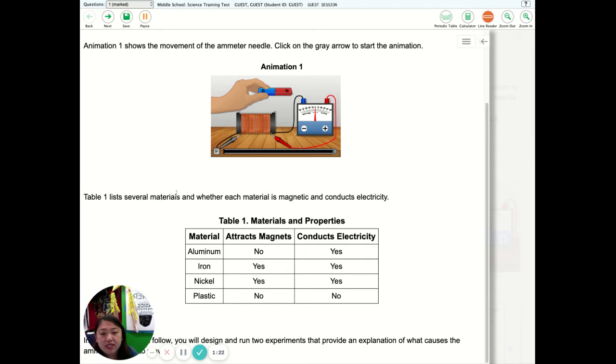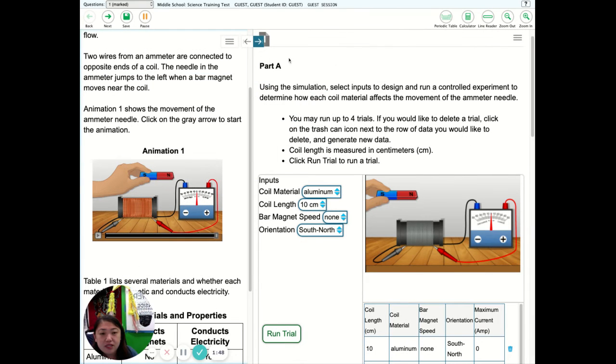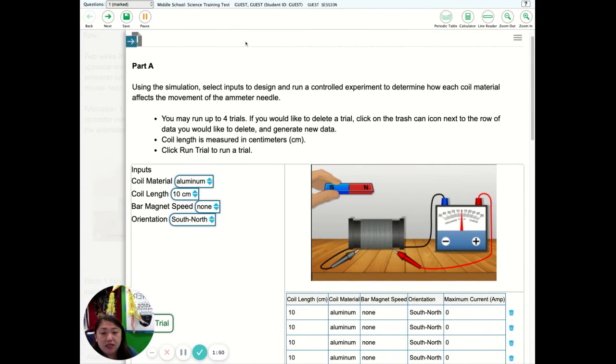So, Table 1 lists several materials and whether each material is magnetic and conducts electricity. So, aluminum does not attract magnets, but it does conduct electricity. Iron does both. Nickel does both. Plastic does not attract magnets, and it does not conduct electricity. And now we're going to set up an experiment to provide an explanation of what causes the ammeter needle to move. So, here's our experiment.